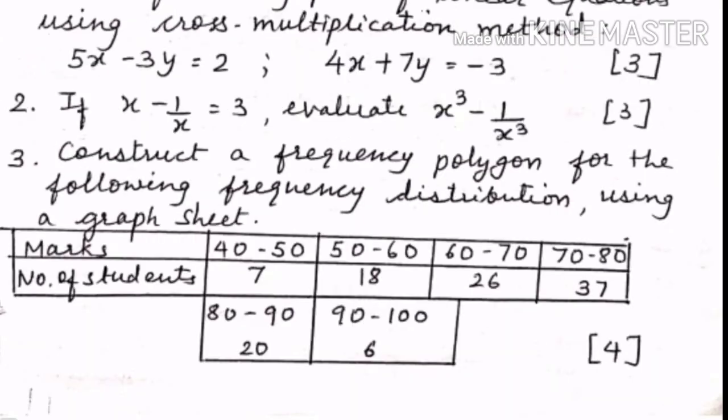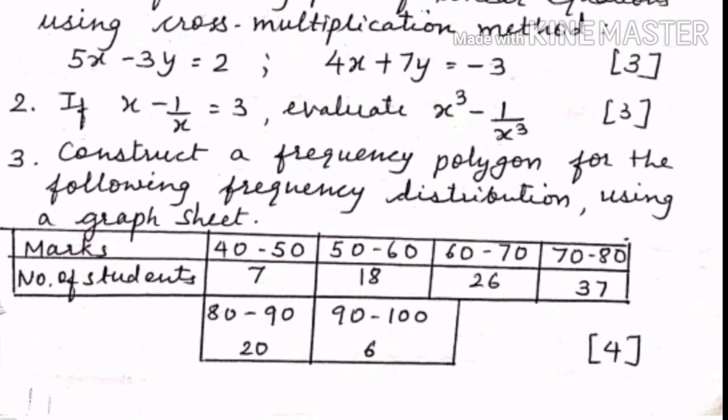Then construct the frequency polygon for the following frequency distribution using a graph sheet. This question from statistics you have to solve on graph paper. Now here 2 columns are given, marks and number of students. So marks you will draw on the x-axis and number of students you will write on the y-axis. For the frequency polygon, first of all you have to write the classes and take the midpoints of the classes, or you can take the class marks. Then you have to mark the frequencies accordingly.